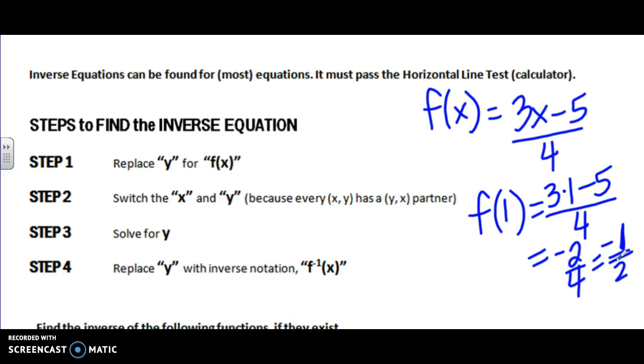There we go. So like I said, you get 3 times 1 first. That gives you 3. You subtract your 5, and you get -2, and then you divide it by 4. If I'm dealing with the inverse, which is going to have that little symbol, that would say I'm going to start at -1/2. And I have to figure out the equation to work my way backwards so that I end up with what I started with, which was a 1.